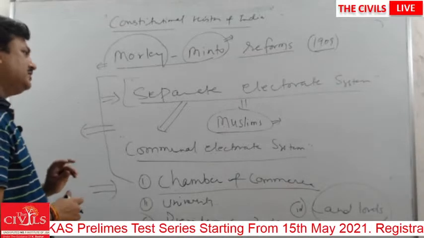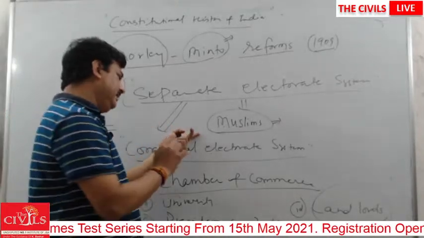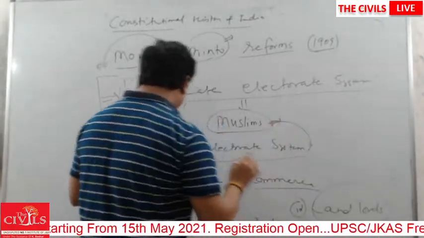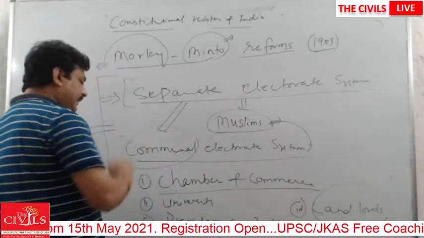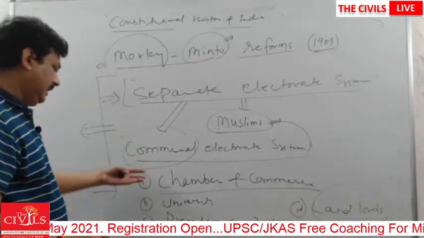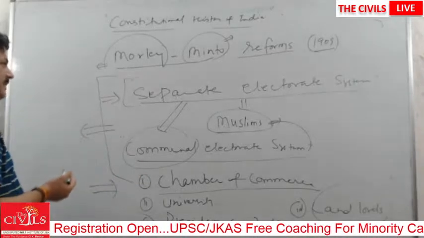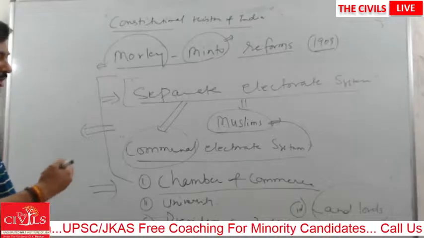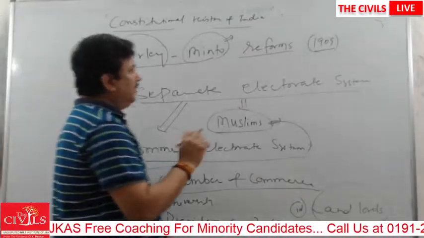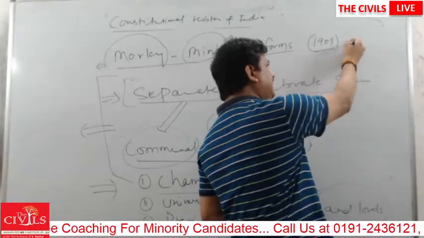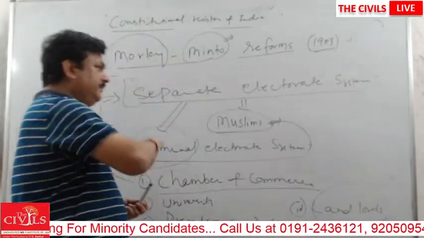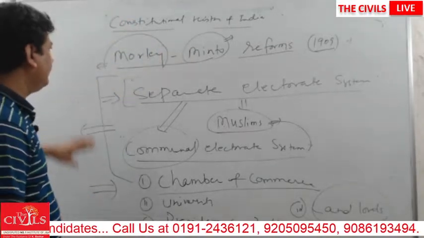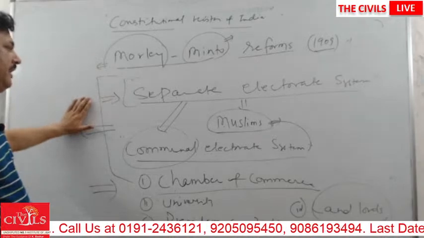This separate electoral system was given to Muslims, and since it was given only to Muslims, that's why it is called the communal electoral system, meaning on the basis of religion. Apart from Muslims, other groups also got this separate electoral system: the Chamber of Commerce, university, presidency corporation, and landlords. When we discuss the 1919 Act, this system was extended to other groups also. So this was the most important feature.